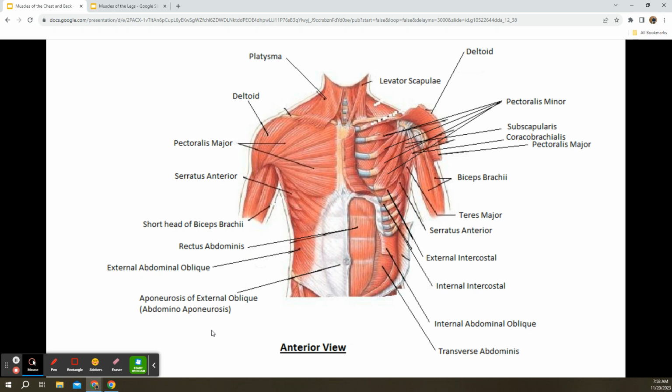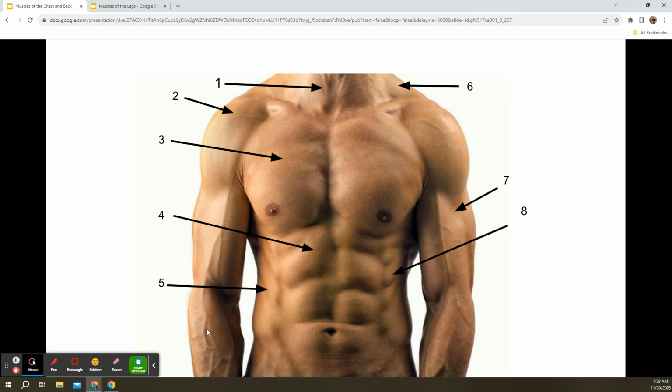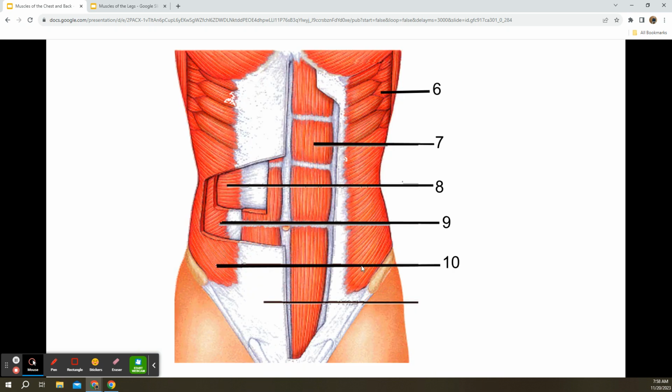Again, we have our anterior view of our chest, so the front side. See if you can take a second to identify those. And then a little bit more distal view, closer down to our midline.